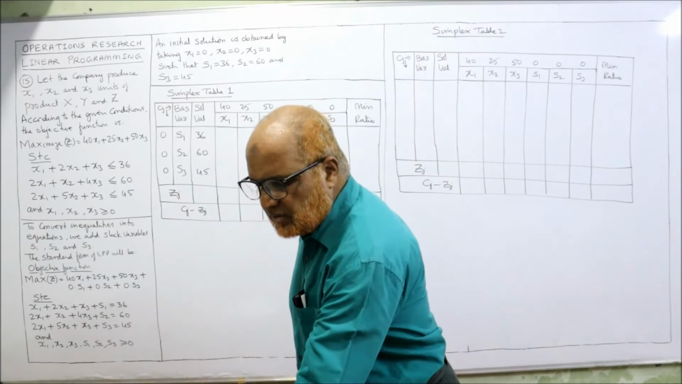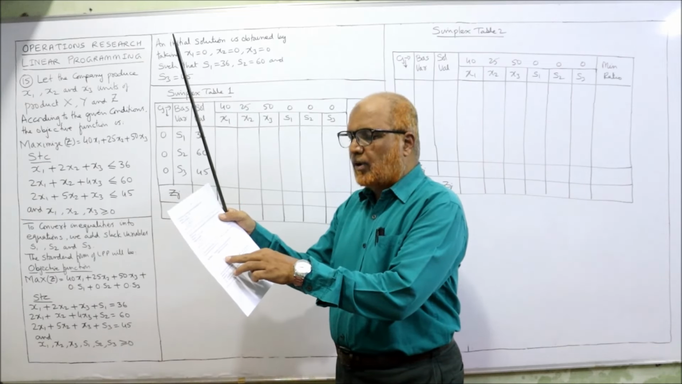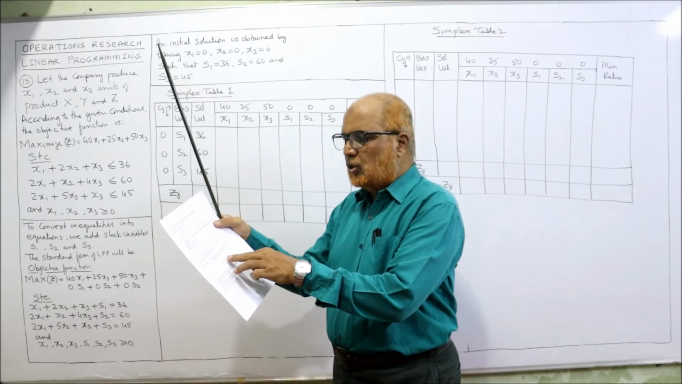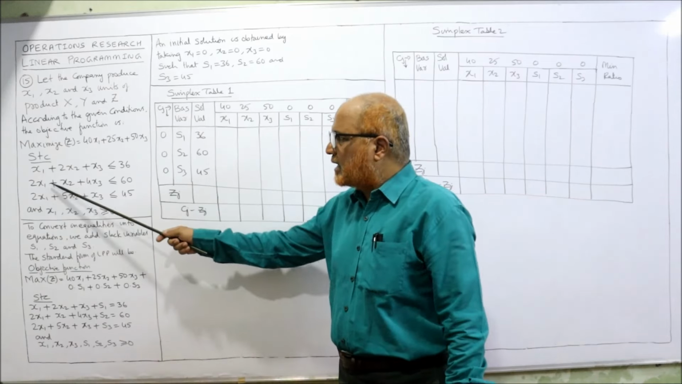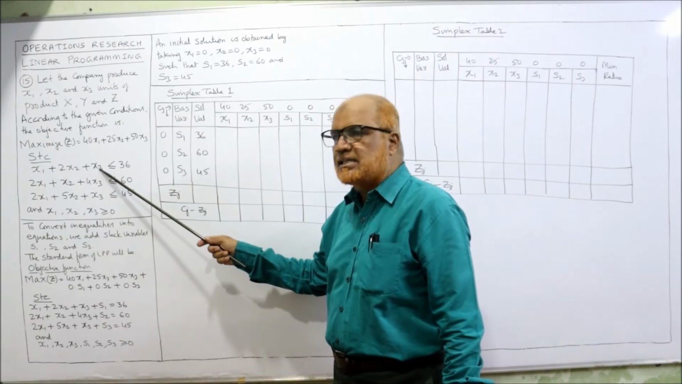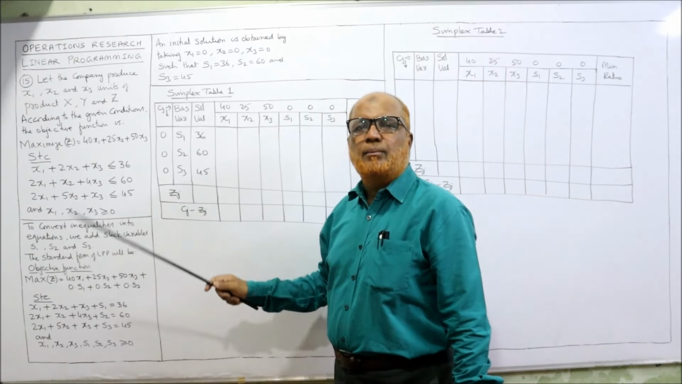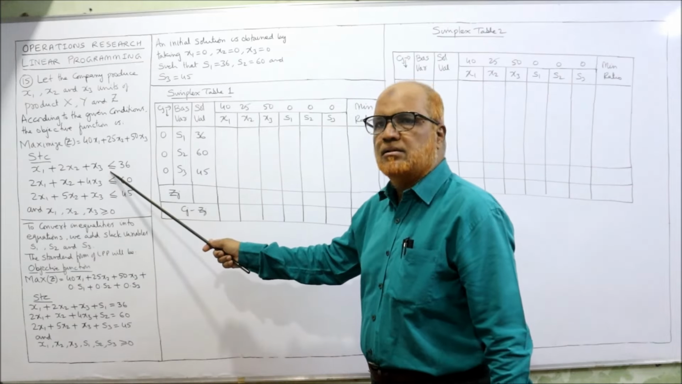In the problem, it is given how much of raw material A is required for making X, Y and Z: 1 unit for X, 2 units for Y and 1 unit for Z. So we can write x1 plus 2x2 plus x3. This is raw material A, and the maximum availability of the raw material is 36. We can use either 36 or less.